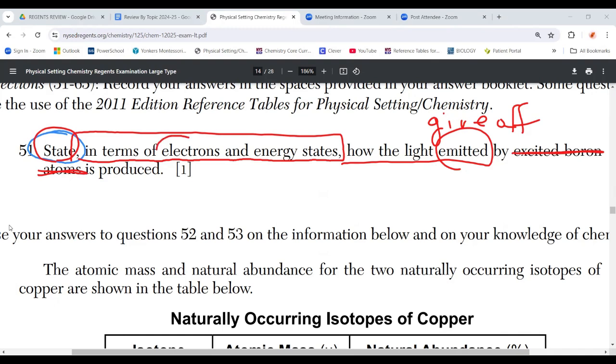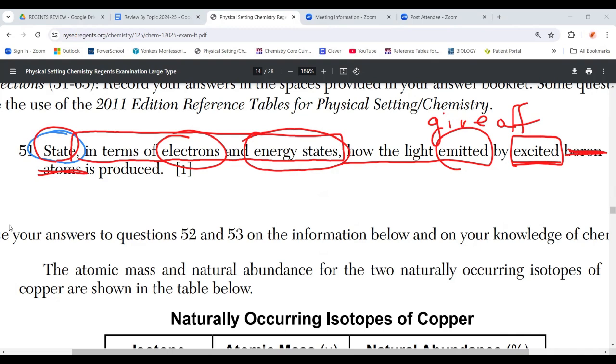They want us to make sure we say what's happening to the electrons, and what's happening to the energy state. They mentioned that it's an excited atom, so let's not talk about it as boron, because it's any excited atom. At what point, when electrons move up a level and then come back down, do they actually give off the light? When they're moving up a level, they're not giving off light. They're absorbing the energy you gave them. It's when they come back down that they give the energy back to you as light.